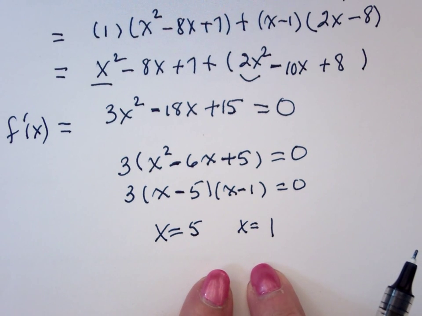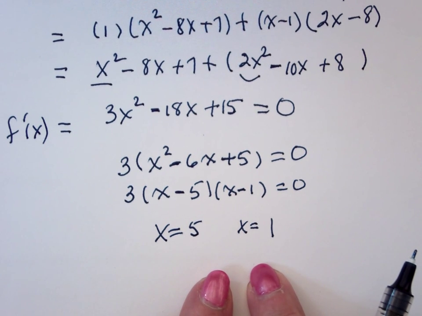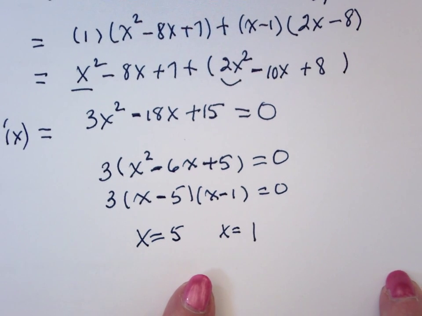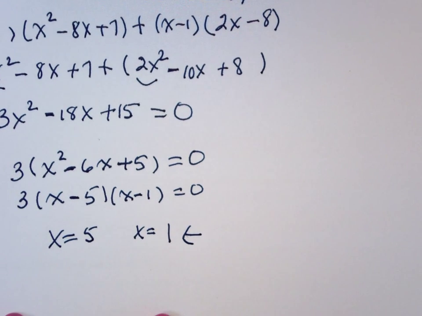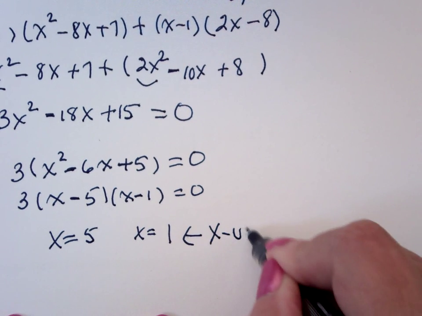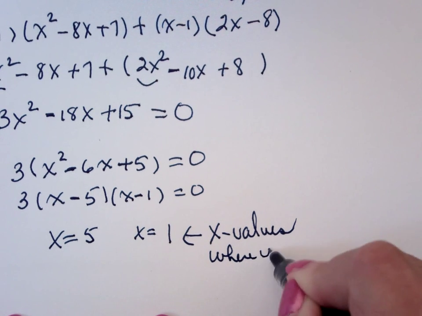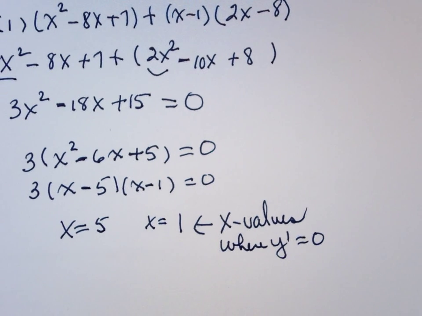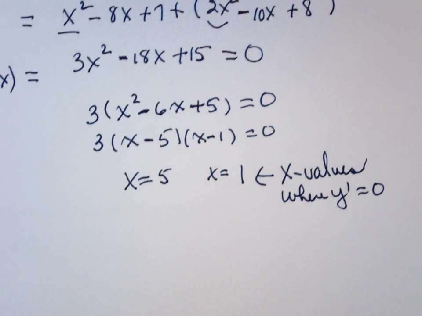But it says find the points. If it means points, what are they looking at? The whole dang coordinate point, huh? So these are the points where it occurs. So these are the x values where y prime equals 0, or the slope of the tangent is 0. Now to find the y values, I've got to go back to the original function.